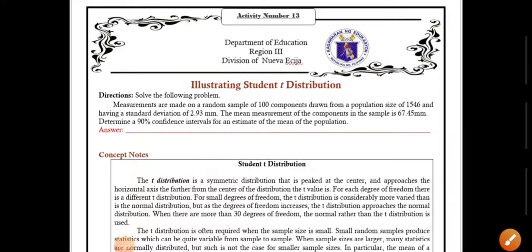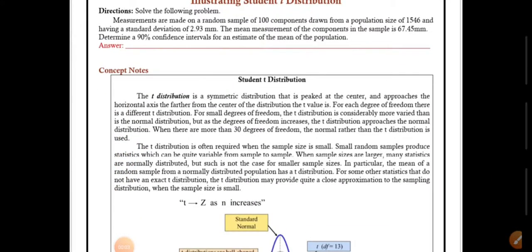Student t-distribution. The t-distribution is a symmetric distribution that is peaked at the center and approaches the horizontal axis the further from the center of the distribution the t-value is. For each degree of freedom, there is a different t-distribution. For small degrees of freedom, the t-distribution is considerably more varied than is the normal distribution.